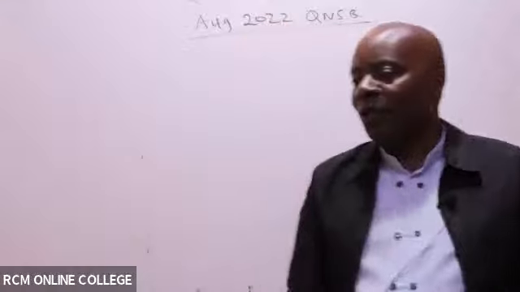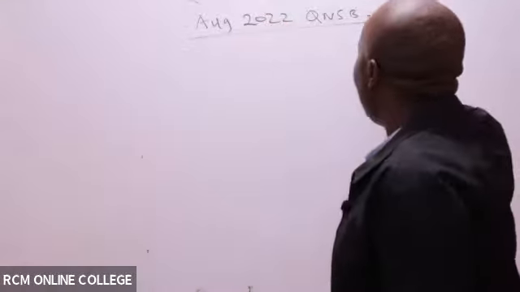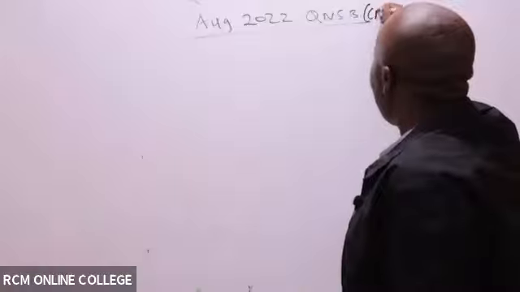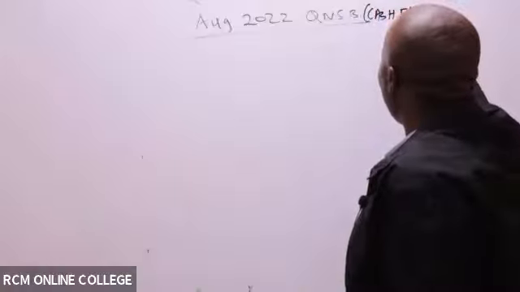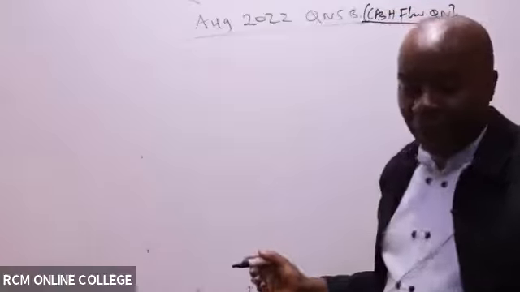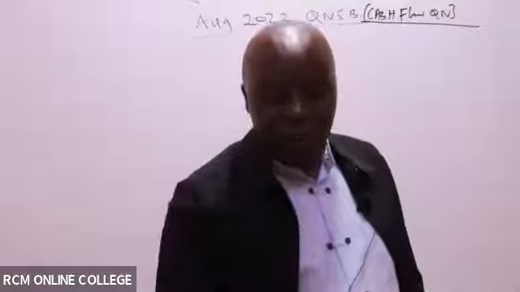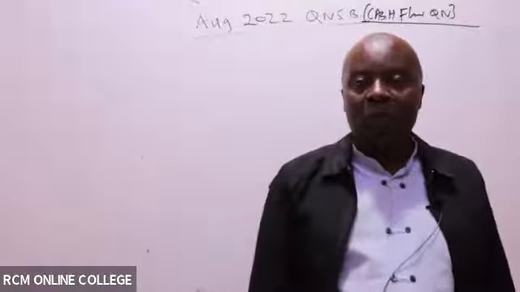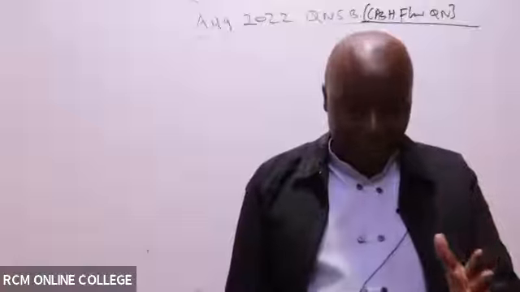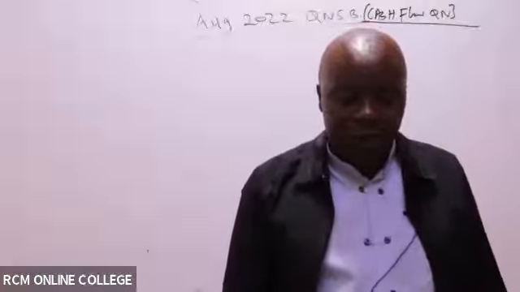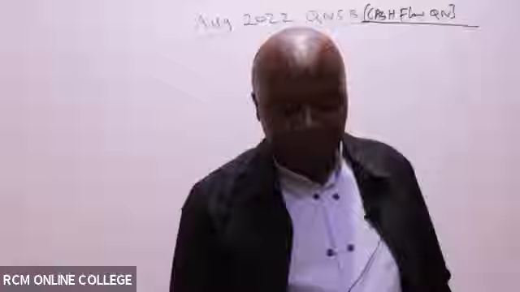August 2022, question 5b, which is a group cash flow question. Ladies and gentlemen, remember the moment you get a group cash flow question like this: W Group has owned a number of subsidiaries for several years. The following information relates to the financial statements of the group.